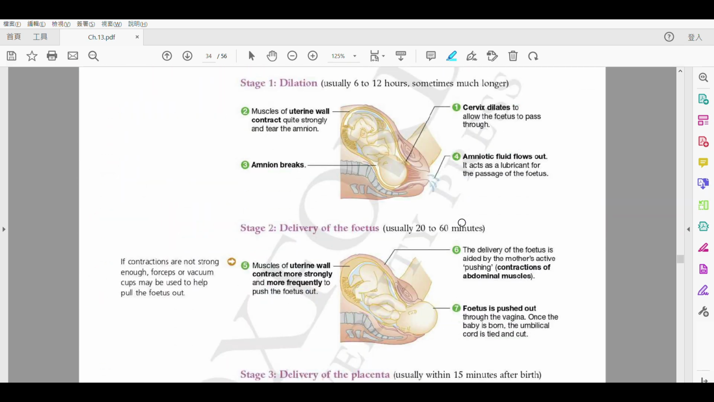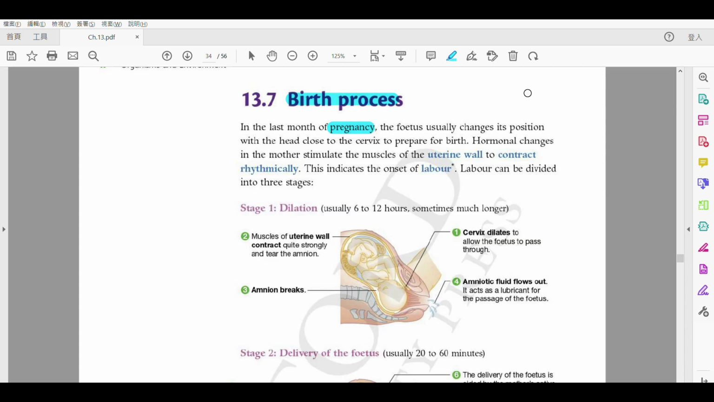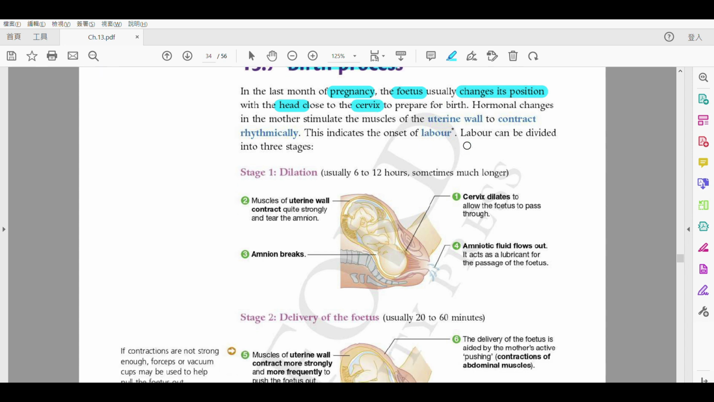So let's go back and see. In the last month, the fetus will slowly change position and have the head facing the cervix, head closer to the cervix, and then prepare for birth. And when it's ready, the hormonal level will also change to stimulate the muscle of the uterine wall to contract rhythmically. Rhythmically means with a rhythm, with regularity. Okay? So just like periodically.